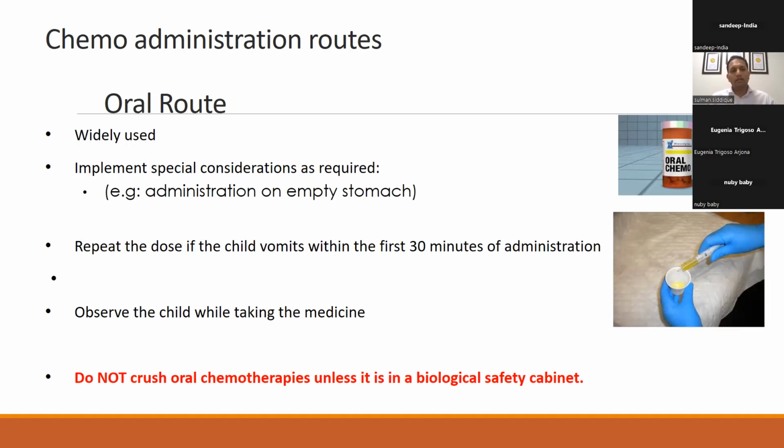So during oral chemotherapy administration, special consideration should be given to, for example, if it has to be administered on an empty stomach, then special consideration should be given to that. Repeat the dose if the child vomits within the first 30 minutes of administration. Observe the child while taking the medicine. Important point to remember here is do not crush oral chemotherapy unless it is in a biosafety cabinet. So if you have to crush it, if it's being advised or indicated, then it should be done in a biosafety cabinet.